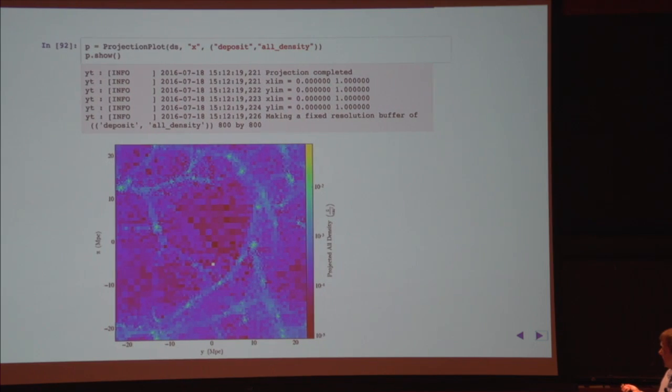But I mentioned the deposited fields earlier. And this is an example of a projection of a deposited field. It's a little crabby because this is a low resolution data set, but you can see this is exactly what you'd expect. Nice big void here. In fact, there's apparently nothing going on in this cell right here. So.